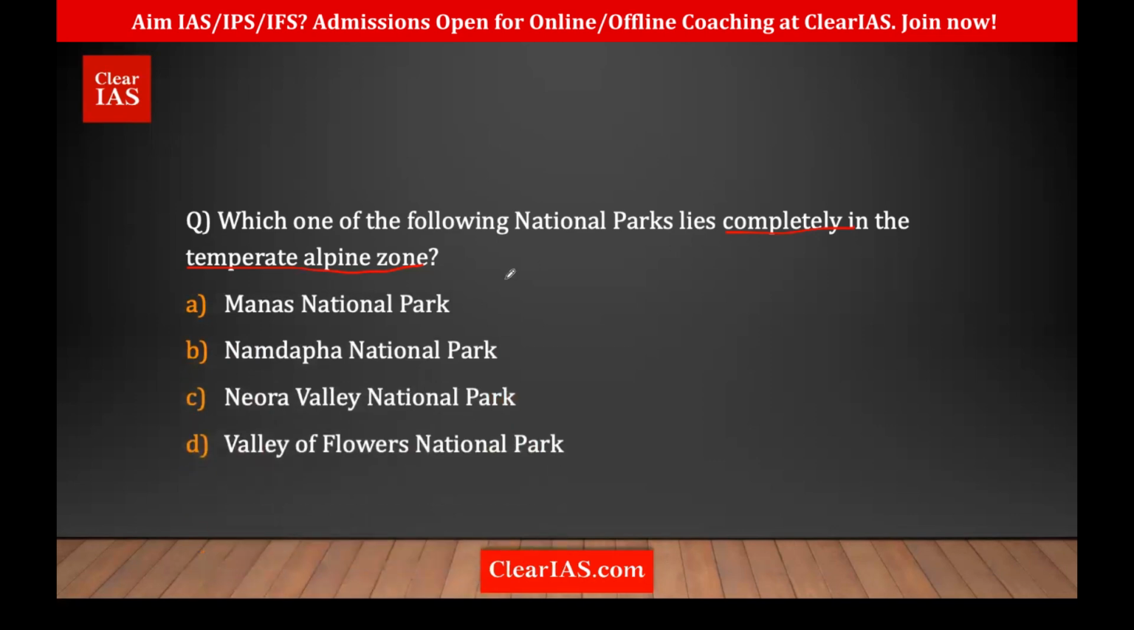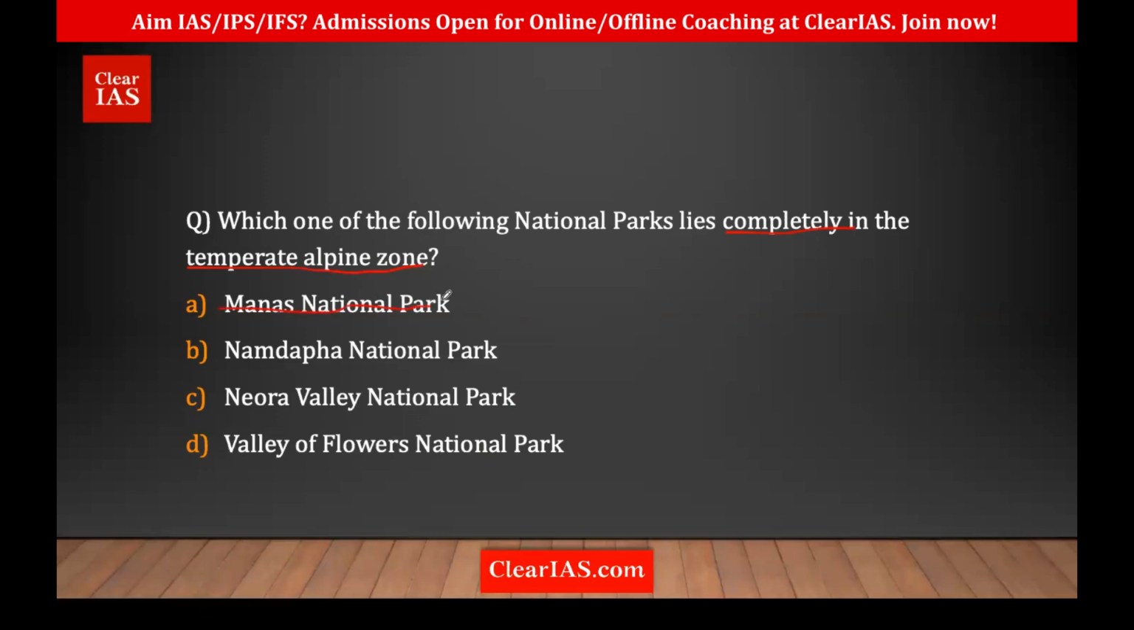So you can see the repetition of the options, right? Same options were there in the last question. UPC keeps on repeating the options. So you can see Manas National Park, completely temperate. No, Manas does not have temperate. This is where we have the Samana region, tropical evergreen forest. So Manas is not there.